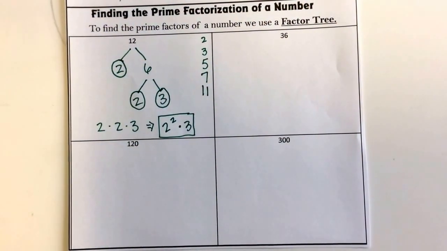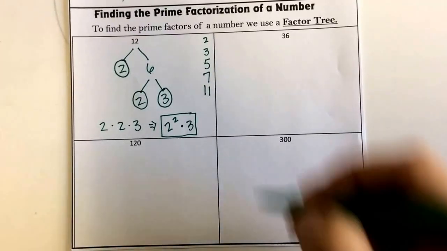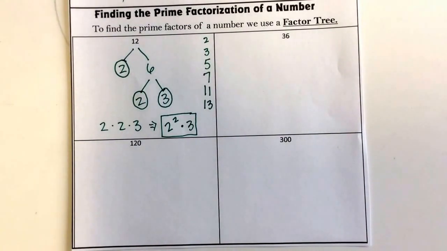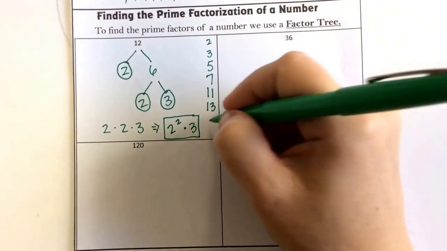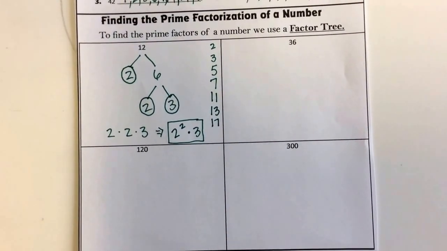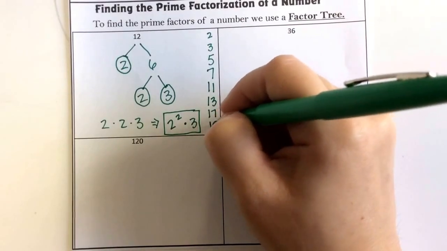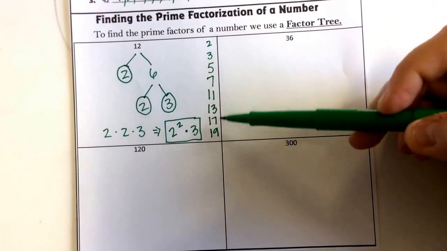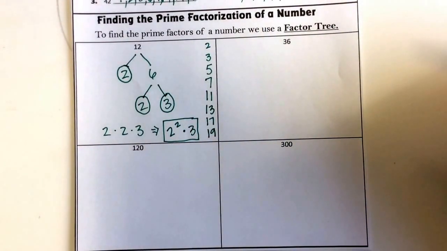11 is prime. 12 is not prime. 13 is. 14 is not prime. 15 is not prime. 16 is not prime. We move up to 17. 18 is not prime. And 19 is. And that's normally enough prime numbers for what we're doing today.